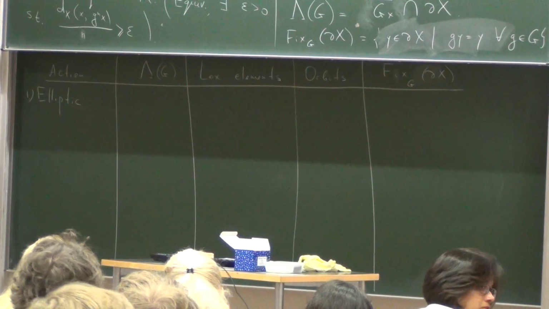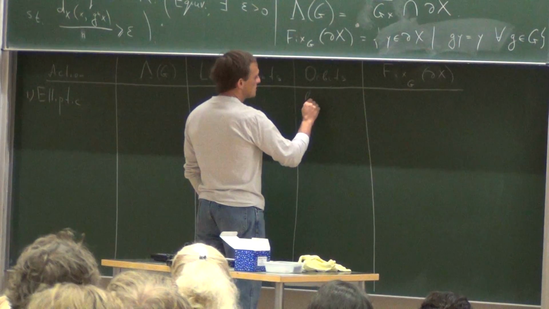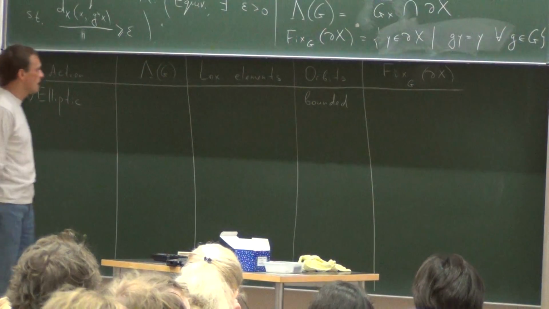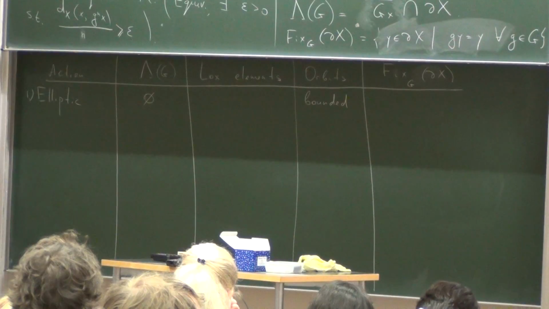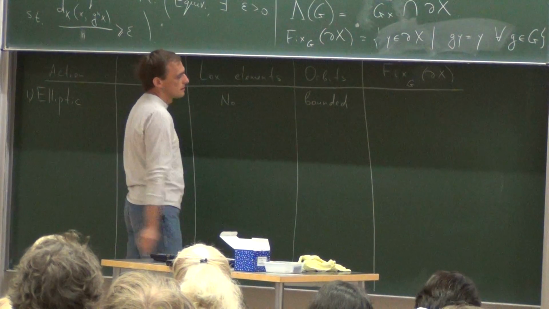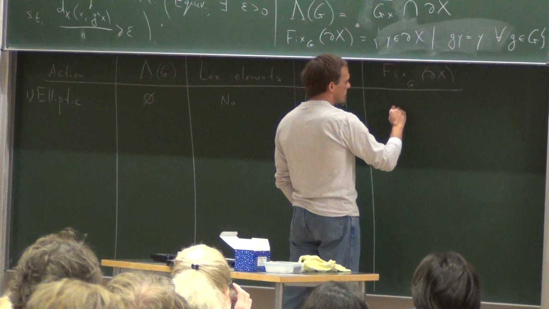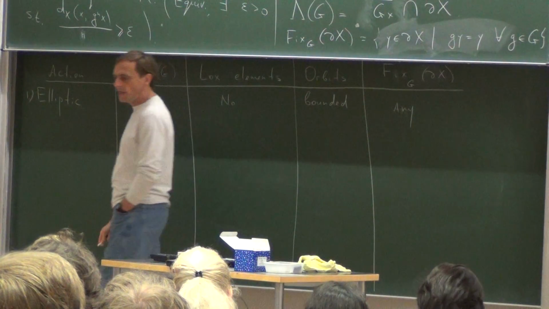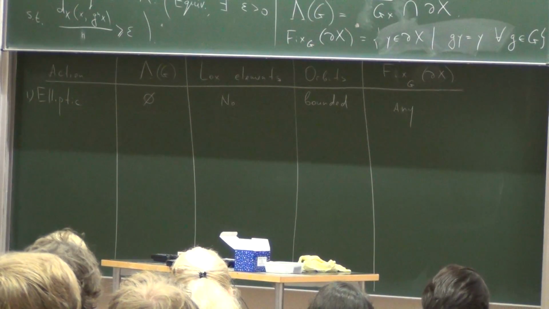And this is the only action which can be uniquely characterized by orbits. So orbits are bounded for an elliptic action. There are no limit points on the boundary. There are no loxodromic elements. The set of fixed points can be arbitrary, maybe empty, or this group may fix the whole boundary. There are no restrictions.